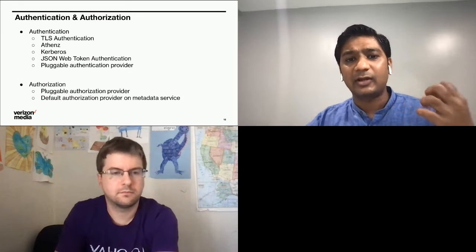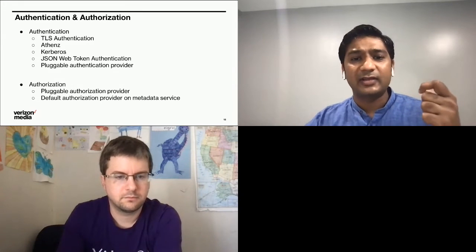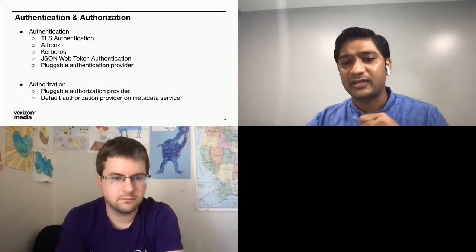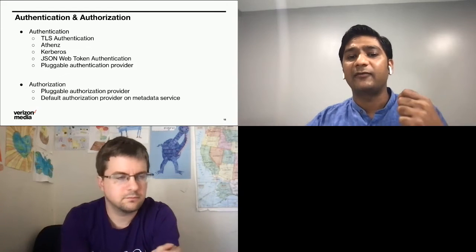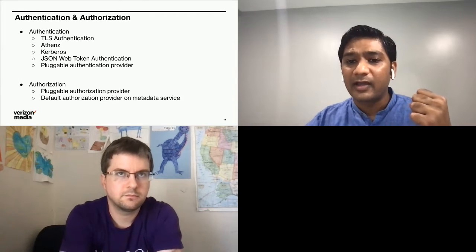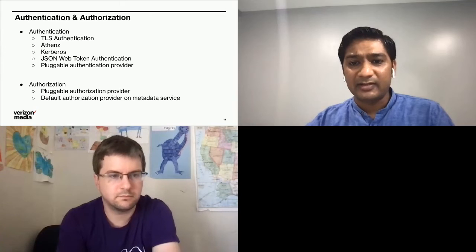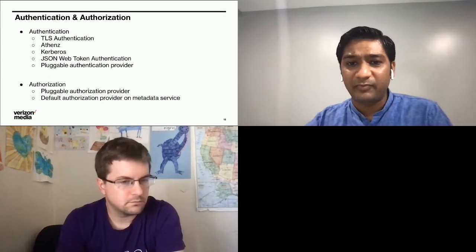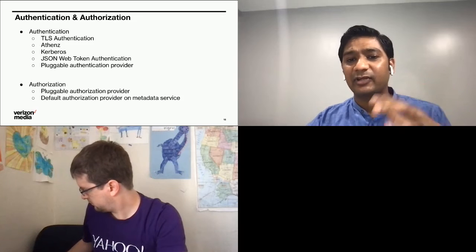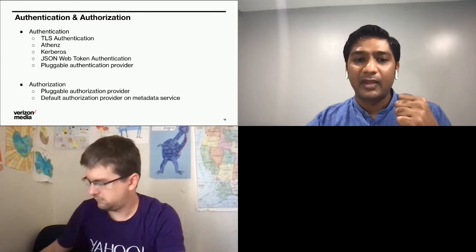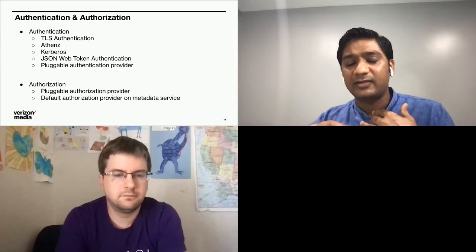So once Pulsar authenticates a user request using one of these authentication providers, it extracts the principal role name from the authentication process. Once Pulsar has the principal role name, it can authorize this role to check if it has the permission to access the topic or not, which is nothing but authorization. Pulsar also supports a pluggable authorization mechanism, and it's also shipped with a default implementation provider, which stores ACLs for the topic or the namespace in ZooKeeper. So Pulsar provides various options for authentication and authorization.